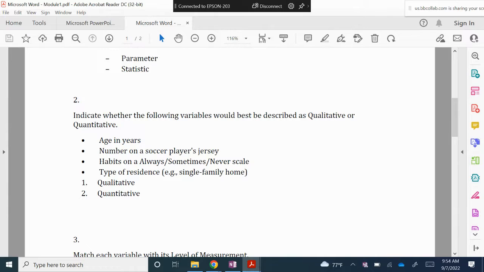Is everybody okay with the number on the soccer player's jersey and this type of residence? Even though it doesn't have an actual 1, 2, 3, 4, 5, it's still quantitative because single is 1, two-family would be 2. You can actually put a number to it. Whereas the number on the soccer player's jersey is basically meaningless.